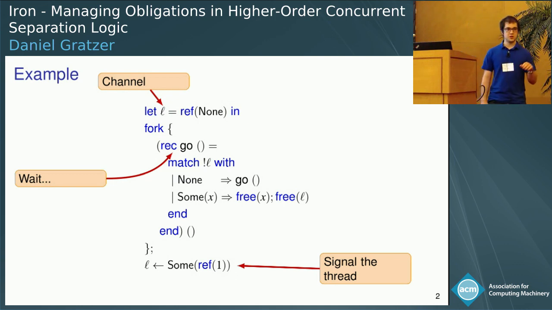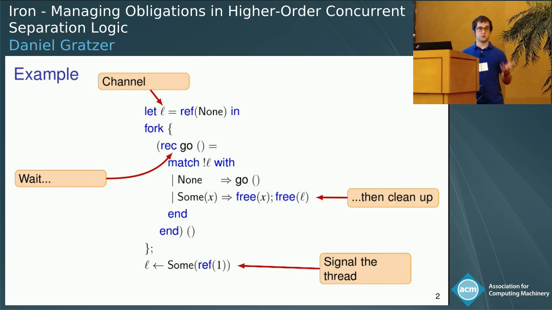And that message is going to be just a freshly allocated reference cell. Once the message has been sent, the forked off thread should see it. It's going to free the message, the reference cell, and then free the channel itself. And we have two refs and we have two frees. So intuitively, this program shouldn't leak anything. However, it's a little bit complicated to actually prove this formally, especially because we're allocating memory in one thread, we're throwing it over to another thread, that thread deallocates it. It's hard to make sure that nothing gets lost in the shuffle between all these concurrent threads.